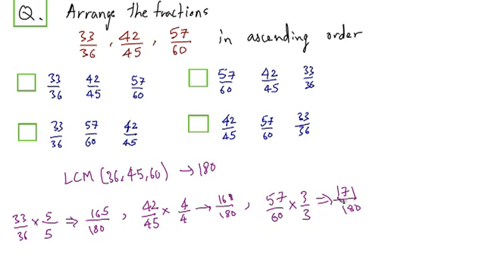So out of these, the largest one is 57 by 60. Then the second largest one is 42 by 45, and then the smallest one is 33 by 36. So this will come first, this will come second, and this will come third. So this is the correct answer, option A.